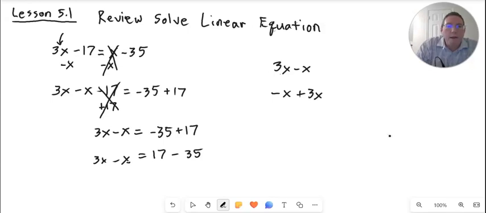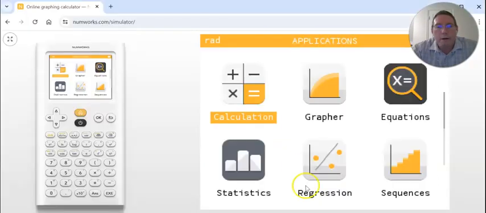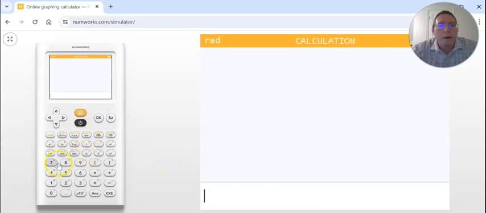Now, 3x minus x is the same thing as 3x minus 1x. So 3 minus 1, that's all we're going to do. Ignore the x. Just do 3 minus 1. 3 minus 1 is 2. And so this becomes 2x. And then 17 minus 35, that's negative 18. Now, if you're not sure about negative numbers, you can always try it in the NumWorks calculator. We can come here and hit OK, and we can do 17 minus 35, and sure enough, there it is, negative 18. Okay. All right.